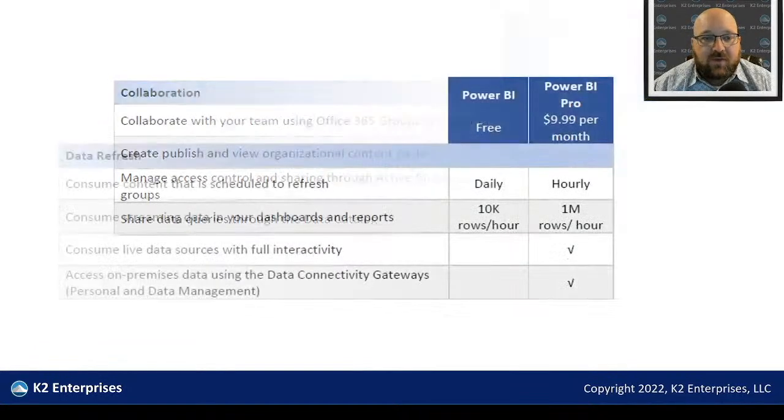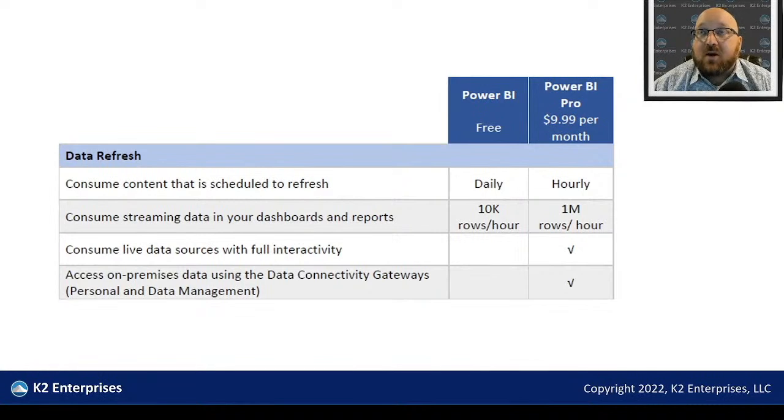The other thing they get you on is the data refresh. What do I mean by this? Power BI is write once, refresh many, meaning you author a report, you push the report out, and it'll just update. However, with the free version, you're limited to periodic updates daily, so your reports will update once a day. With the paid version, they update more frequently, hourly. As you start talking about larger data sets, you can get 10,000 rows an hour on one, and 1,000,000 rows an hour on the other.